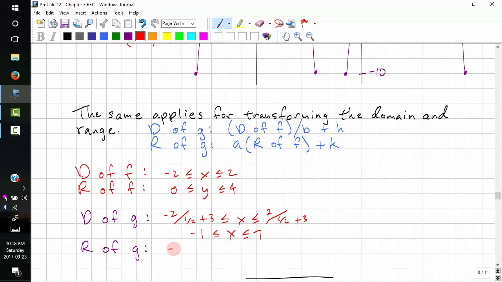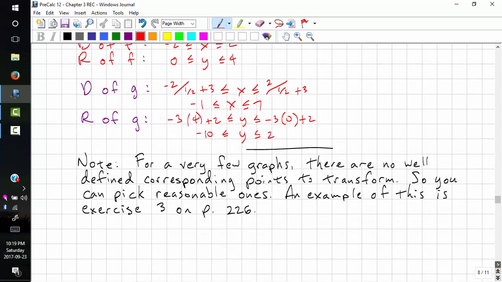And for g, we have -3 times 4 plus 2 to -3 times 0 plus 2. And that gives us -10 to 2. In a small number of graphs, there's going to be no well-defined corresponding points to transform. So you can pick reasonable ones. An example of this is exercise 3 on page 226.